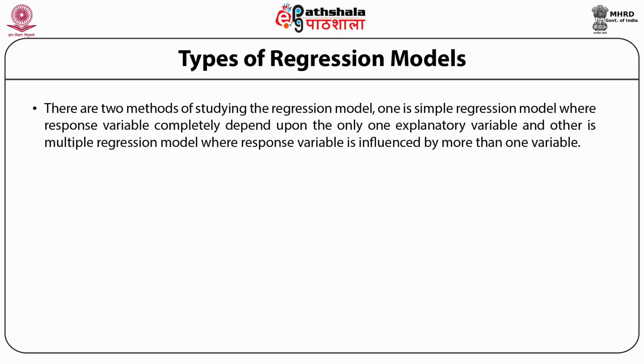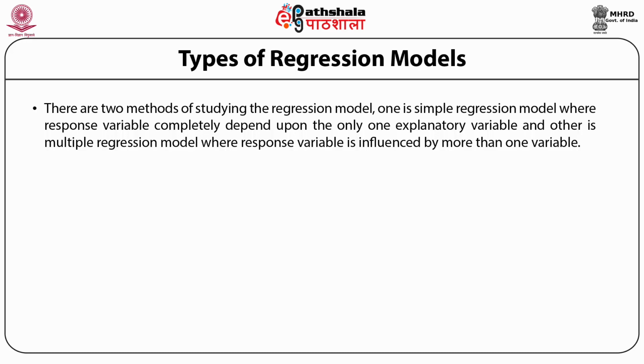Here I would like to tell you the response variable is similar to your dependent variable, whereas the explanatory variable is synonymous to your independent variable. So the types of regression depend upon how many variables we are using under the study. If we are using only one variable as an explanatory variable, it will be a part of your simple regression. But if we are using more than one variable, then it will be a part of your multiple regression model.